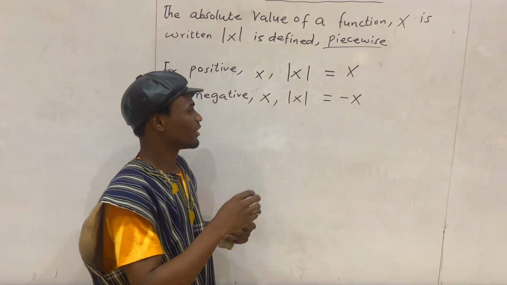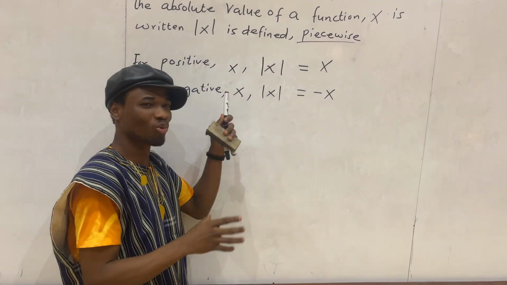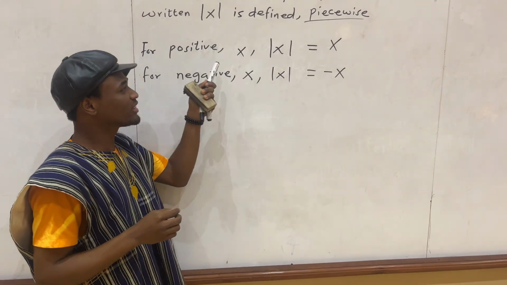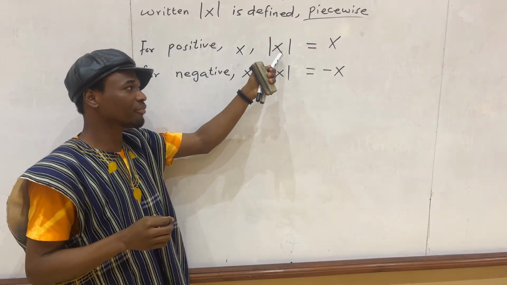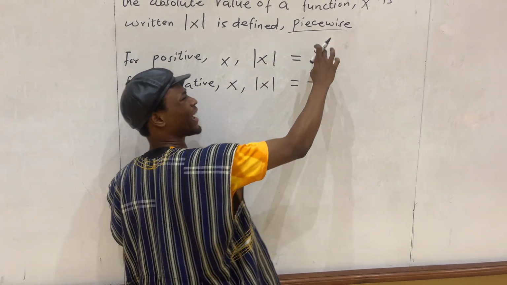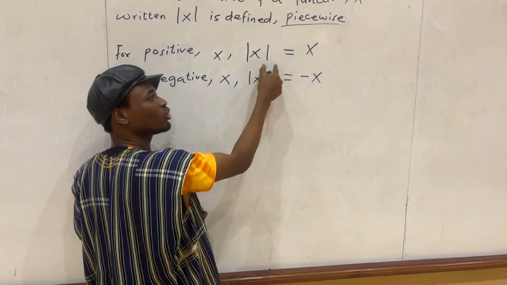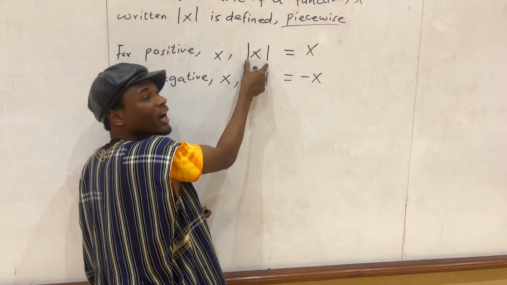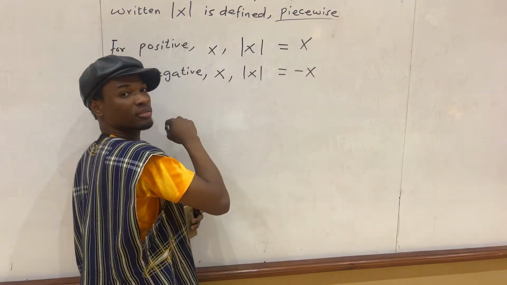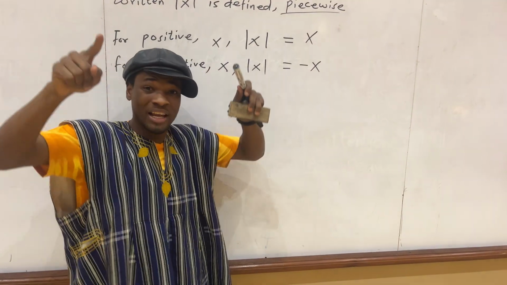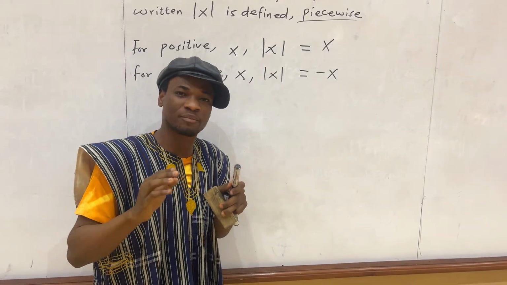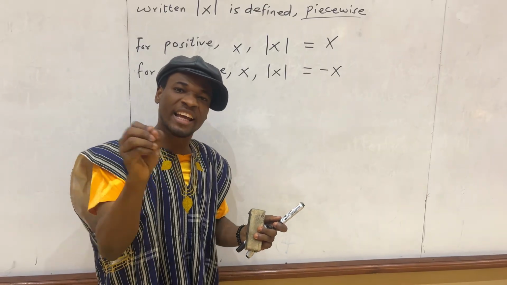Viewers, let me explain this, for you to understand what is happening over here. For positive x, the absolute value of x is equal to x. What it means is this: when I have x this way, and I take the absolute value of x, I should get x. So positive, then positive. Where you see the absolute value symbol, what it does is that it reverses a negative sign to what?